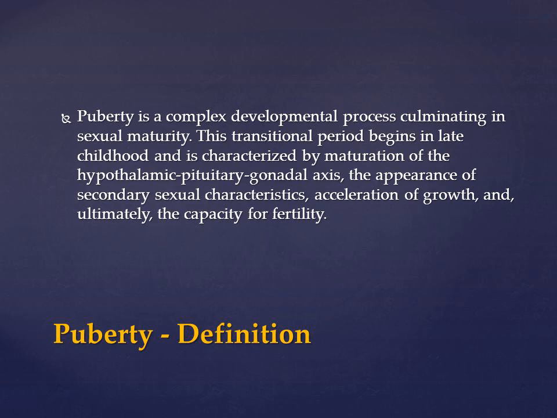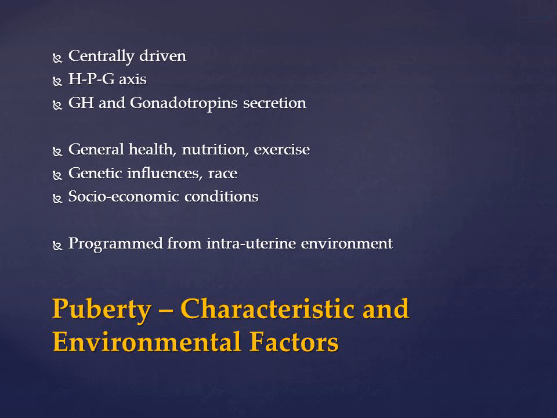Puberty. Definition. Puberty, characteristic and environmental factors. Centrally driven: HPG axis, GH and gonadotropin secretion. General health, nutrition, exercise. Genetic influences, race. Socioeconomic conditions. Programmed from intrauterine environment.